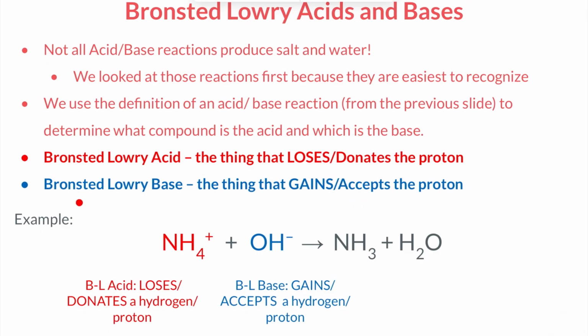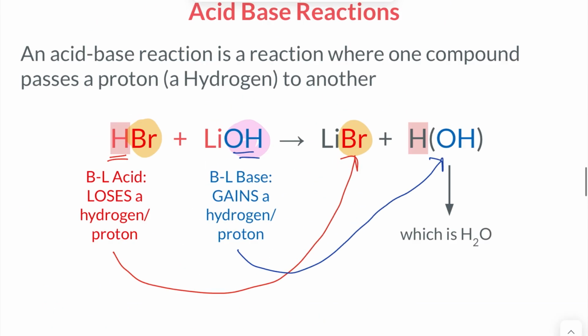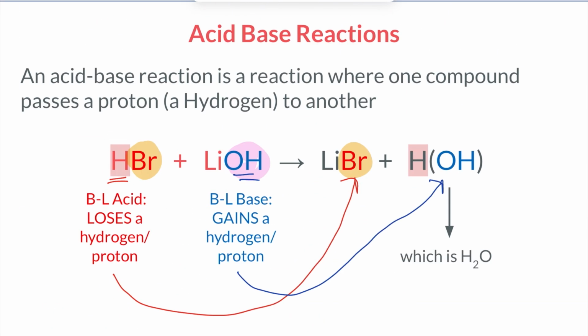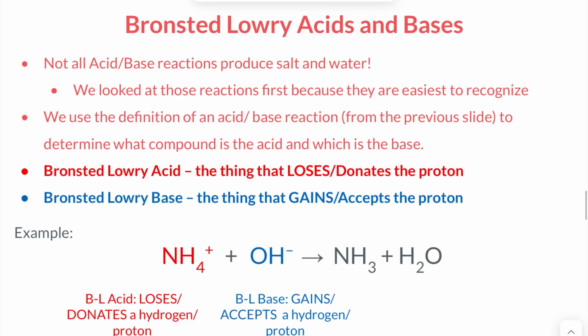And here's some more about those definitions. So again, not all acid-base reactions produce that ionic compound salt and water. We looked at those first because they're easier to recognize. And so that definition of an acid-base reaction here, where one compound, which is our acid, is going to pass or donate to another, is how we determine what is an acid and a base. So your Bronsted-Lowry acid is the thing that's going to lose or donate the proton or the hydrogen. And the thing that gains or accepts the proton or the hydrogen is a base.